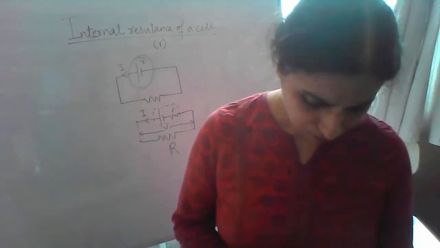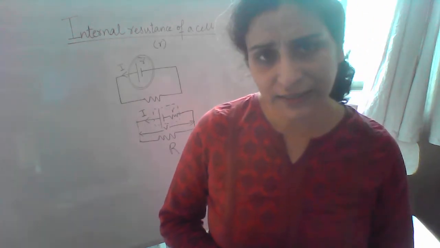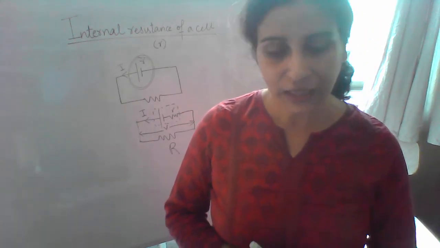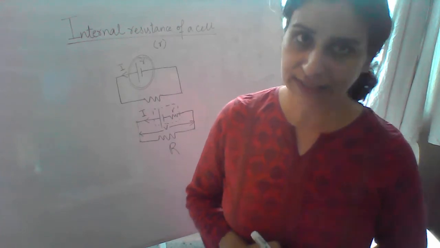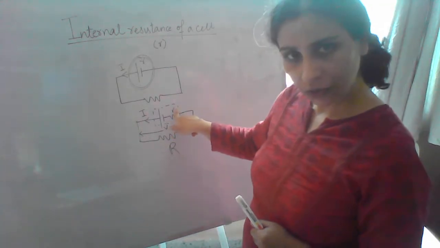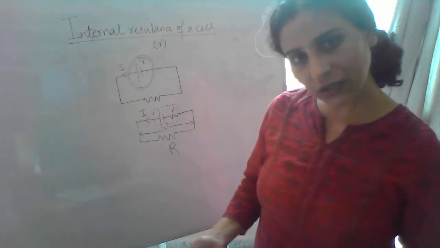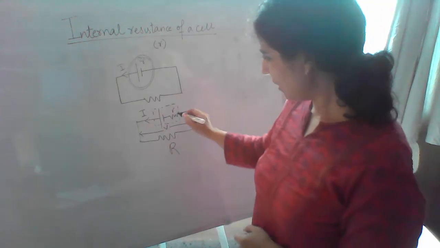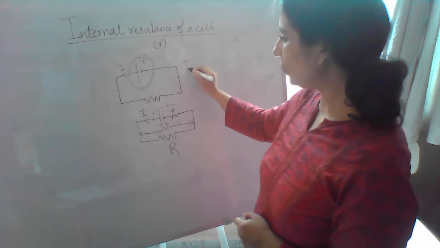Now, what is the total resistance being offered for the current? The total resistance offered for this current is the internal resistance plus the external resistance. External also there is one resistance. So what is my total resistance?